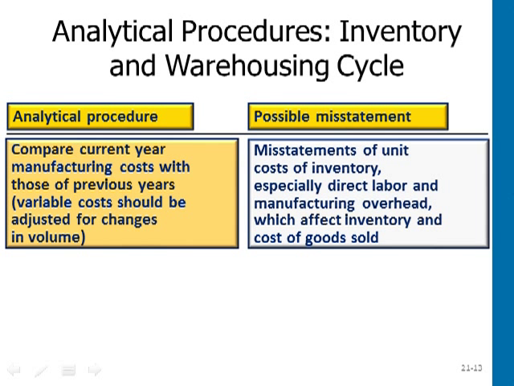And then finally, another analytical procedure we could use would be to compare current year manufacturing costs with those of previous years. Again, in all of these we're looking for trends, and for relationships between financial and non-financial information. Where the answers don't make sense to us, we need to have management provide us with an adequate explanation of what these trends are, what they mean, and how they got there.